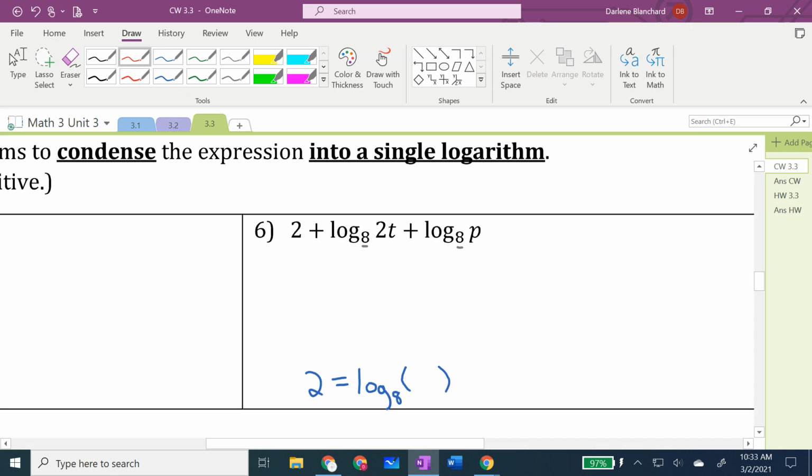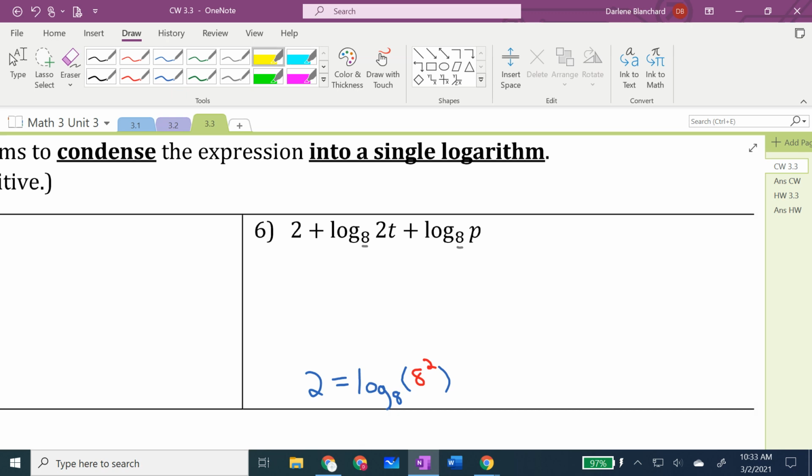What you want to do is you can write this as, hold on a second. Let me remember where I was going with this. I need to bring my brain back for a moment. Yeah, okay.